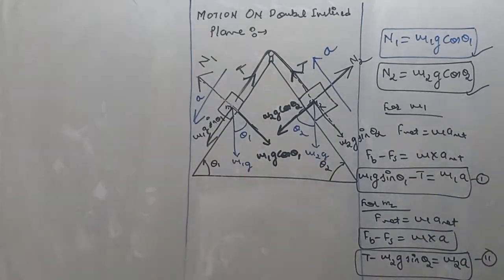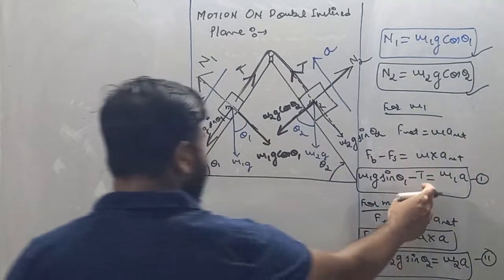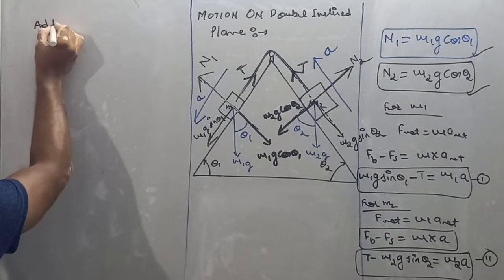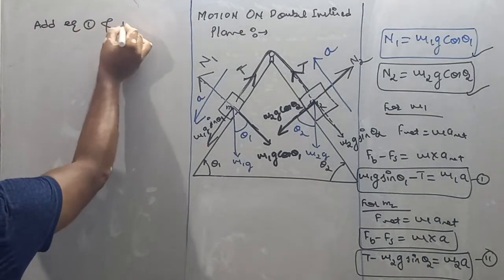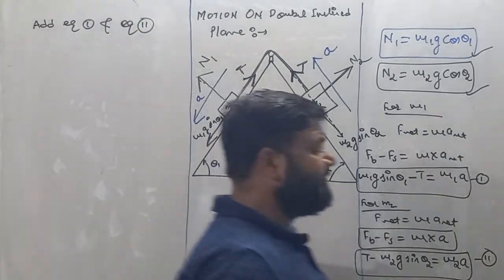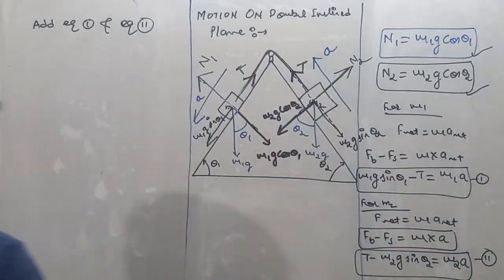I hope you all understand. Try to understand the things. T minus m2g sin theta 2 is equal to m2a, and m1g sin theta 1 minus T is equal to, my dear student, m1a. Now what do we have to do? We have to add equation 1 and equation 2. So, my dear student, what will we get?